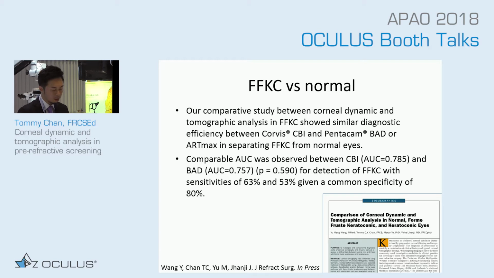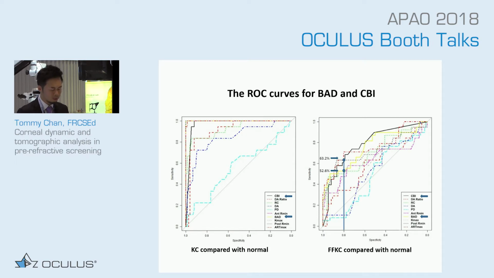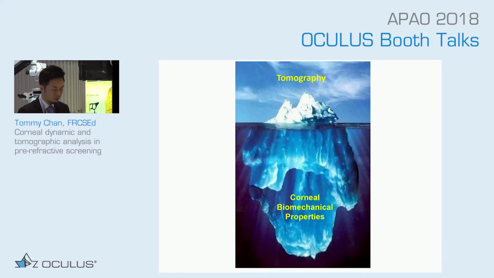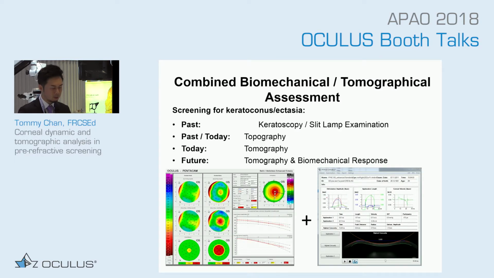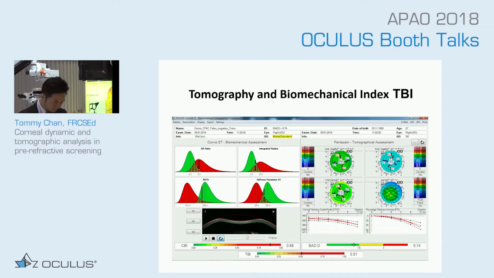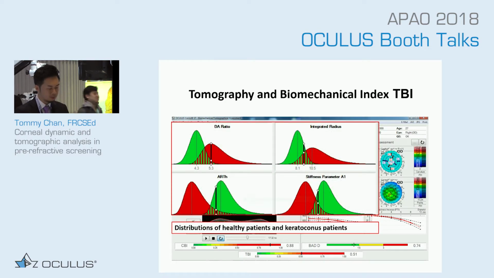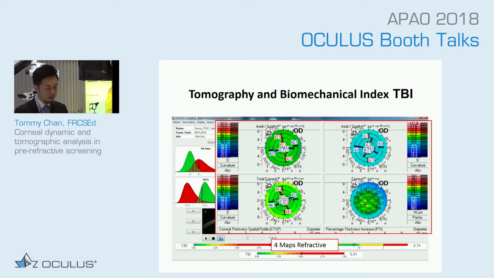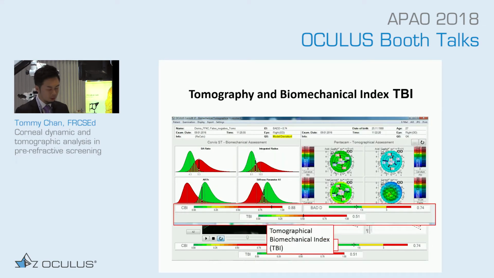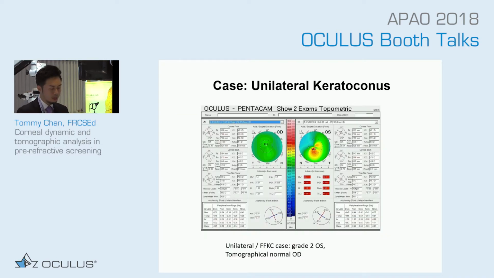But however, you can see the sensitivity and specificity is not that high in both of them. The graph on your right shows the sensitivity and specificity, and this is the AUC curve of these two values. So maybe what we can do is to combine the two together and analyze it, and it is called the TBI. The TBI includes the Corvis parameters and also the Pentacam parameters, and it gives you a tomographical biomechanical index.